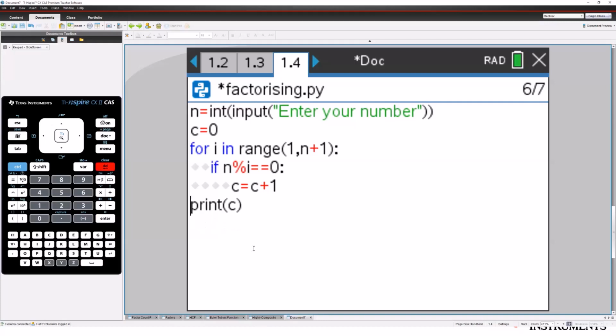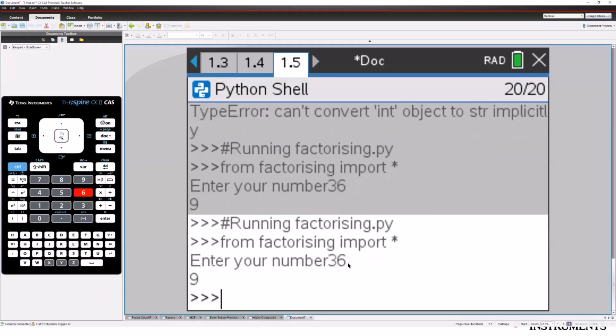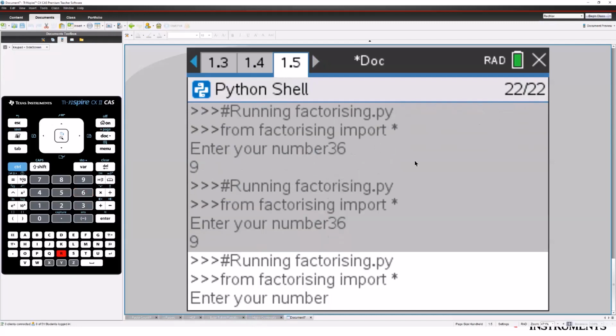That's it. So if I run this program, Control R, and it says, what's your number? I haven't spaced it out very nicely. You can see it says 9 factors and we're done. One thing you will find out with Python, for example, let's just run it again. And what was that number I had? It was something like 245,000, I think it was.